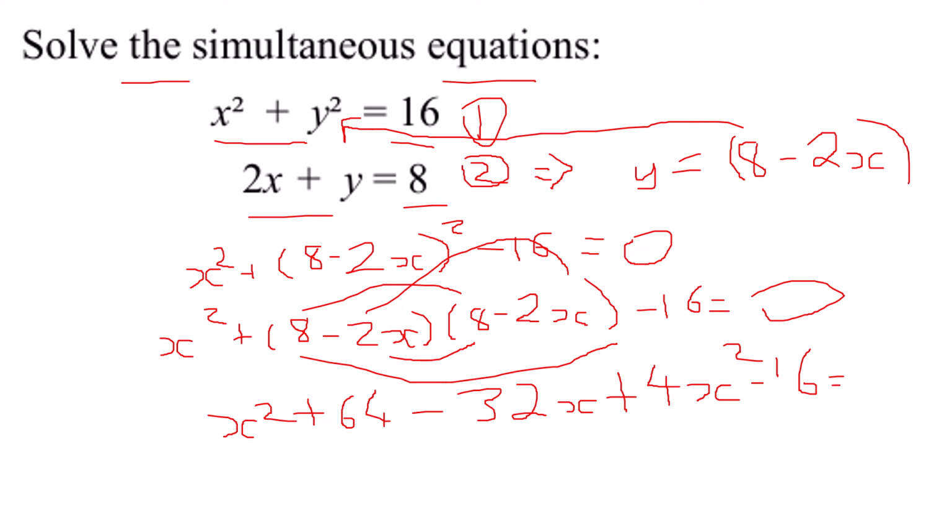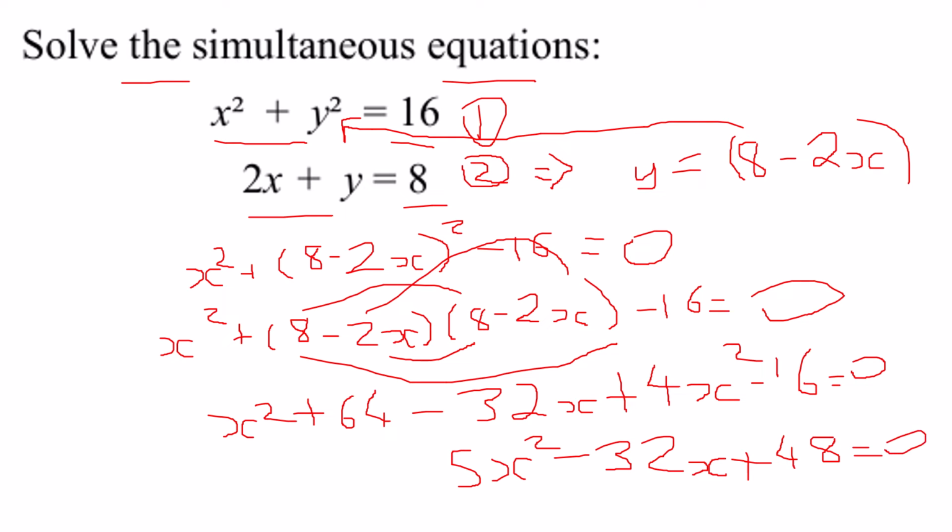I'm now going to collect my like terms. I've got 1x squared plus 4x squared, so 5x squared in total. I've got minus 32x. I've got 64 minus 16, that'll be plus 48. Again, check that if you're unsure. Equal to 0. I'm now going to attempt to factorize it if I can, by trial and error. So we're going to have 5x minus something, then x minus something.